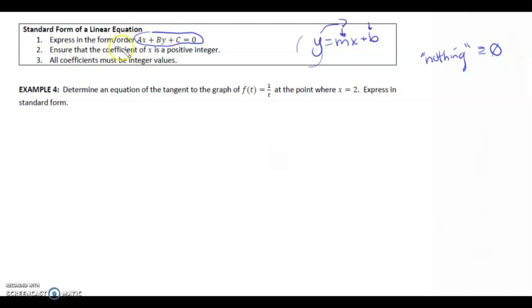That's the equivalent in number. We have to ensure in standard form that the leading coefficient here, so the coefficient of the x value, is a positive integer. If not, we multiply everything by -1. And we have to make sure that all coefficients are integer values. So in brackets, you can put not decimals or fractions.